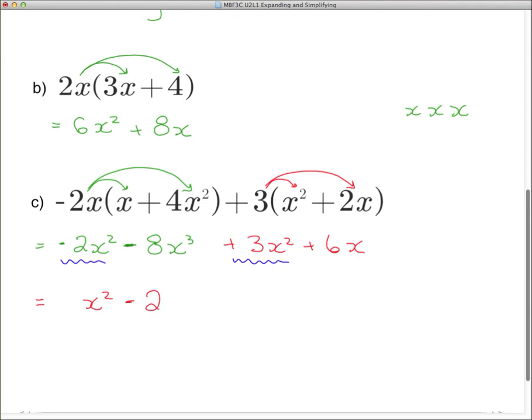Oh, nope, hold on. I can't do that. I heard somebody yell, hey, Mrs. Caldwell, that's not right. We can't put those together because this is an x cubed and this is just a plain old x. So what do we do? Since we can't put them together, we just write them down. Negative 8x cubed plus 6x. It's got nothing to go with. They're going to stay where they are. And that concludes this video.